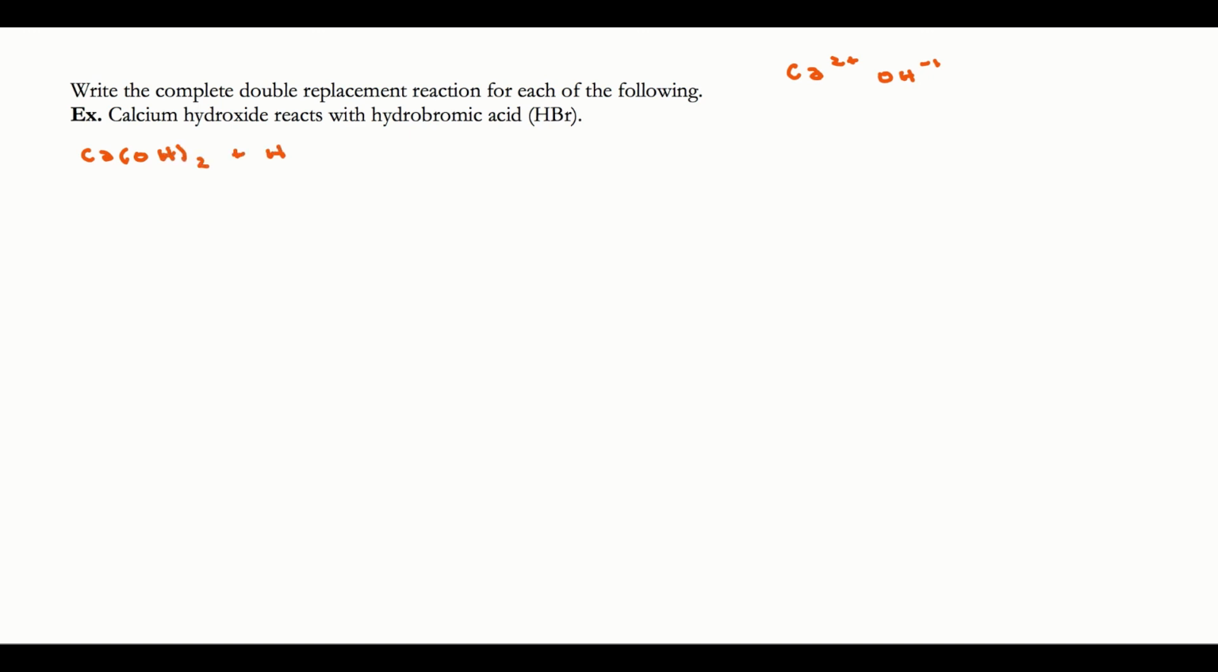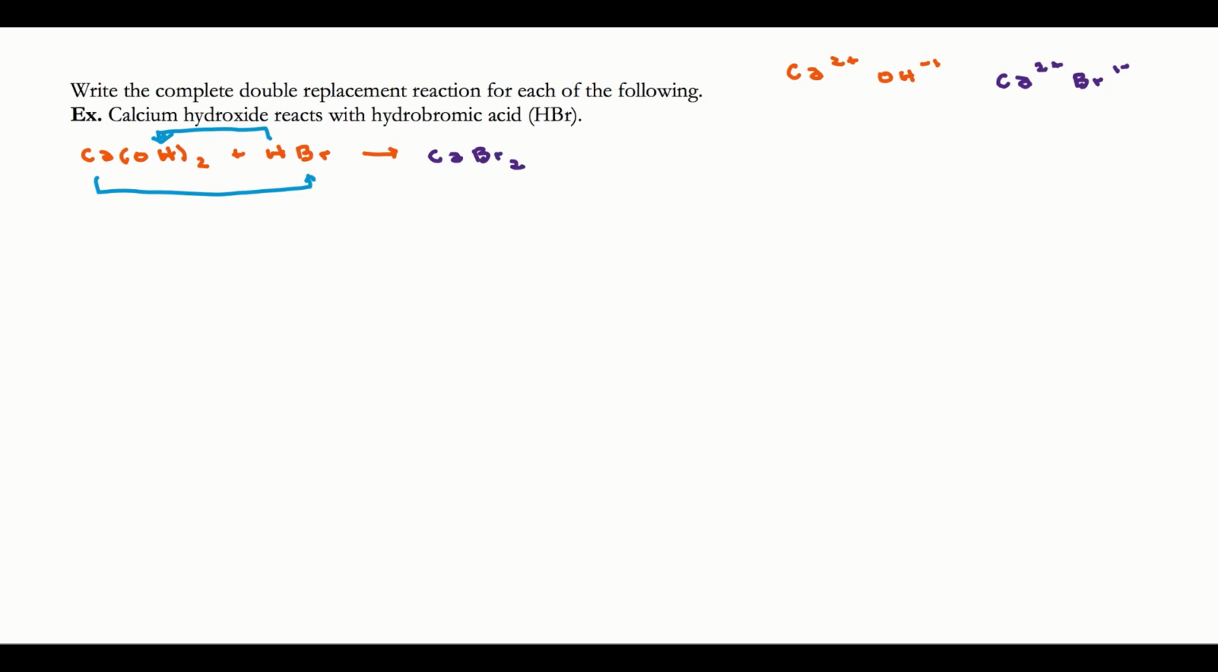So notice I've got 2 different compounds. This is still going to be a double replacement reaction. So I'm going to do innies and outies. My outies are calcium and bromide. My innies are hydrogen and hydroxide. Okay? Calcium and bromide, I've got to recombine these. So calcium has a 2+ charge. Bromide has a 1- charge. So my product is going to be CaBr2.